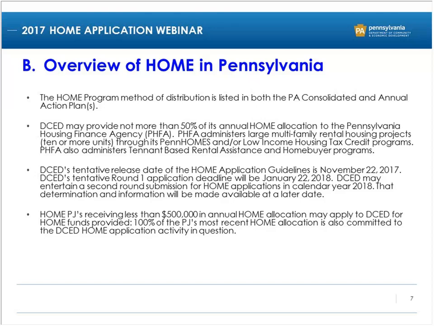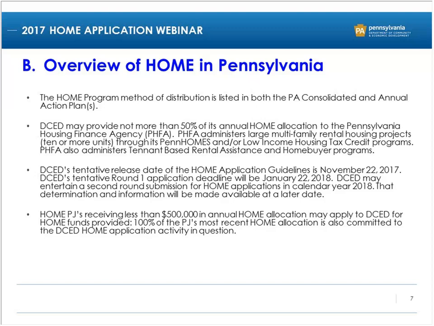Our tentative release date of the HOME application guidelines will be November 22nd of 2017. We're hoping that date stays true, but the approval process here in the Commonwealth is quite the arduous process. It goes through not only DCED's channels, but it goes through the Comptroller, the State Treasurer's Office, the Public Right to Know Office, and the Governor's Office. So there are many partners that look at the application kit, but we're hoping to have that back and published on our website by the 22nd of November.